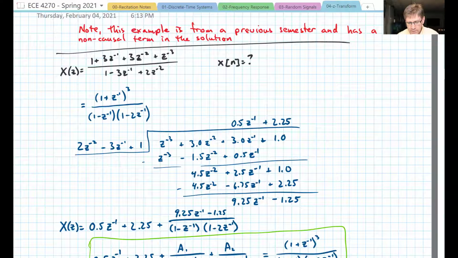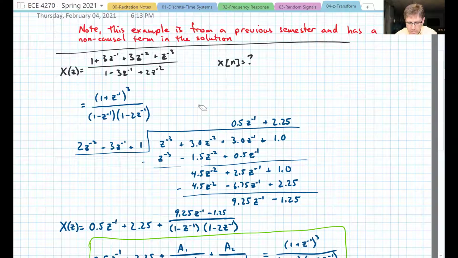Well, we have binomial coefficients up above, so that part's pretty easy to factor. We get 1 plus z to the negative 1, all raised to the third power, right here. And then in the denominator, we can factor that using inspection, or you can use the quadratic formula.